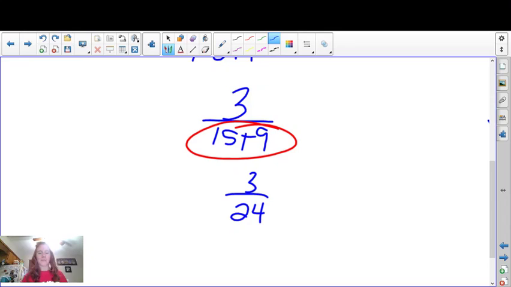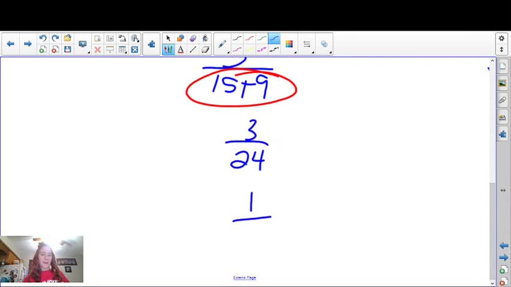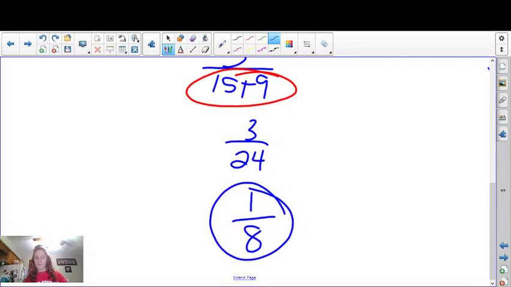And then I need to simplify if possible. Since they both can divide by 3, let's do it. So 3 divided by 3 is 1, and 24 divided by 3 is 8. So my answer is 1 over 8.